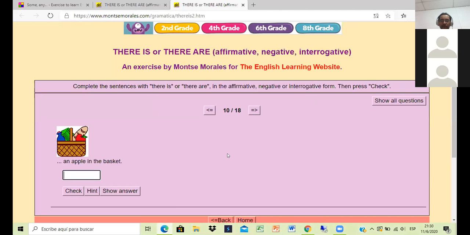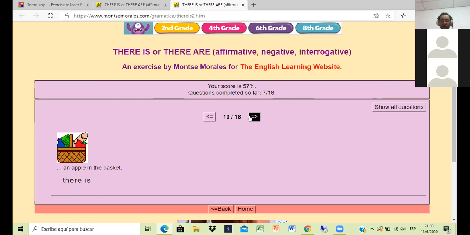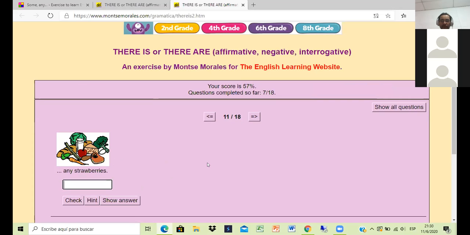An apple in the basket? Yes, there is. There is an apple. Any extra berries? There isn't. There aren't any. Strawberry is a plural.